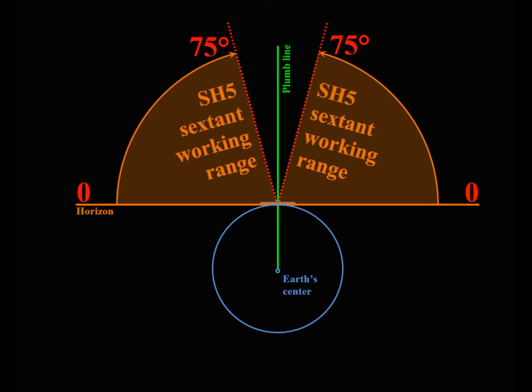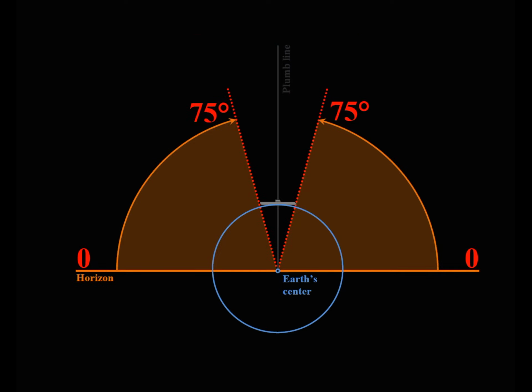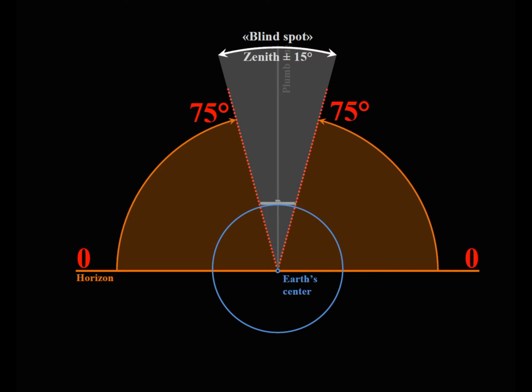As we agreed, the horizon plane passes through the center of the Earth. For clarity, we will leave the observer himself on the surface of the Earth. At the zenith, the observer has a blind spot within 15 degrees from the zenith. It is impossible to accurately measure the altitude of stars that are in the blind spot. It is impossible to accurately determine the latitude of the observer if upper culmination occurs in the blind spot.